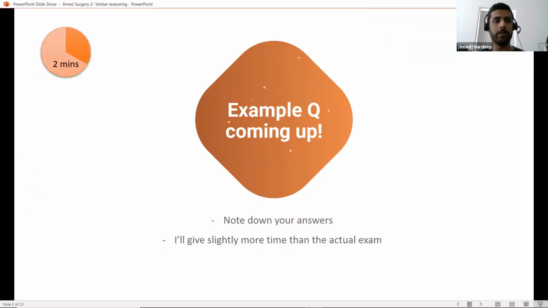So we're going to launch straight into the first example question. I've given a little bit more than the standard amount of time, because I know most people won't have done many questions before. So I'll give you 2 minutes. It'll be one passage with 4 questions attached to it. I'll set a 2-minute timer, and when it comes to 1 minute, I'll switch to the next slide, which will be exactly the same paragraphs, but just the next 2 questions, if that makes sense.